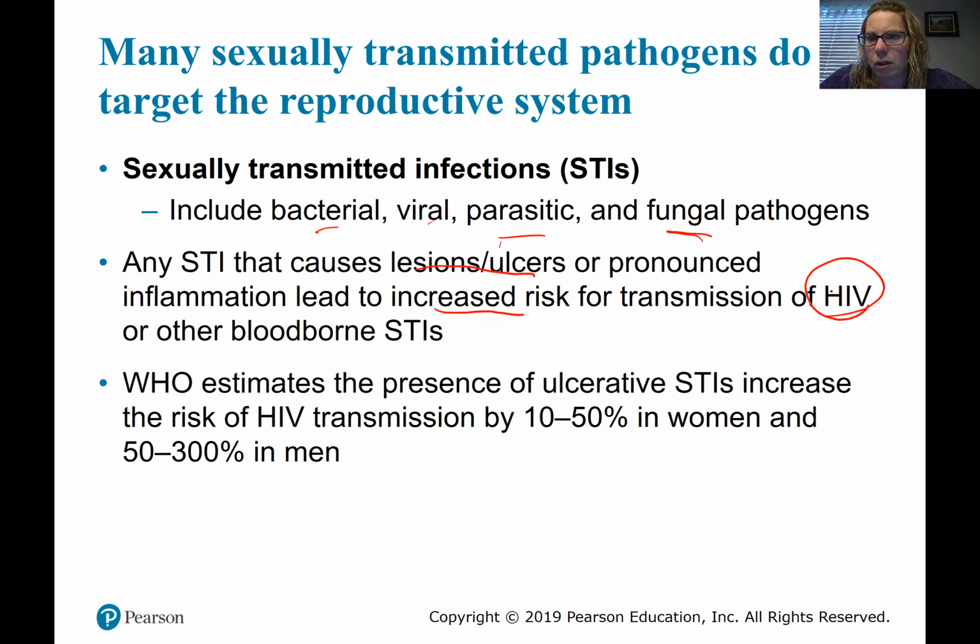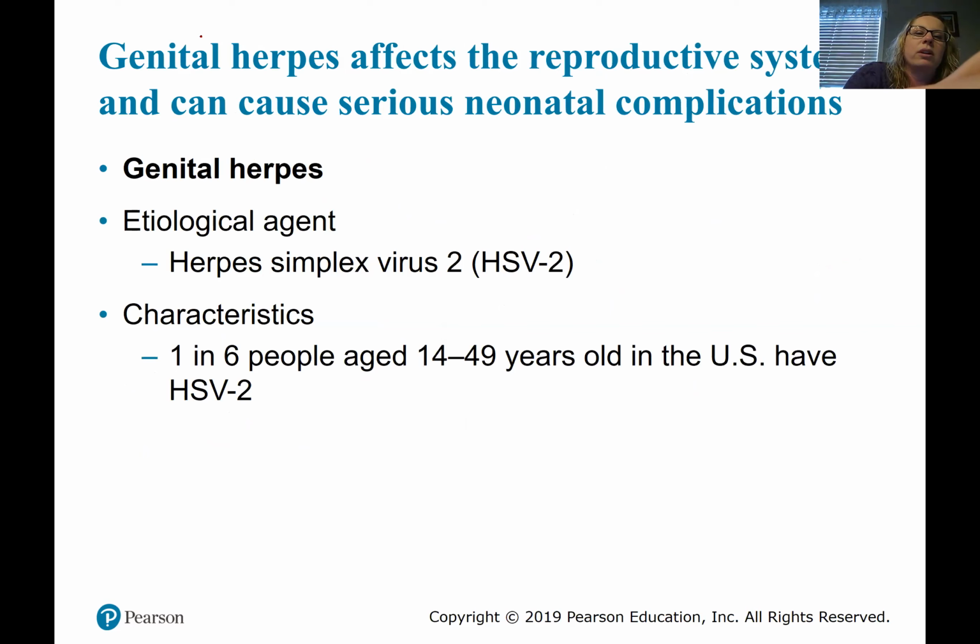And these estimates are kind of all over the board. But the WHO, World Health Organization, estimates that presence of ulcers because of other STIs increases the risk of HIV transmission in women by 10 to 50%, and men are up to 300% more likely to get HIV if they are exposed. Okay, so we'll start out looking at some of the viral STIs. And again, this is a very brief survey through this chapter.